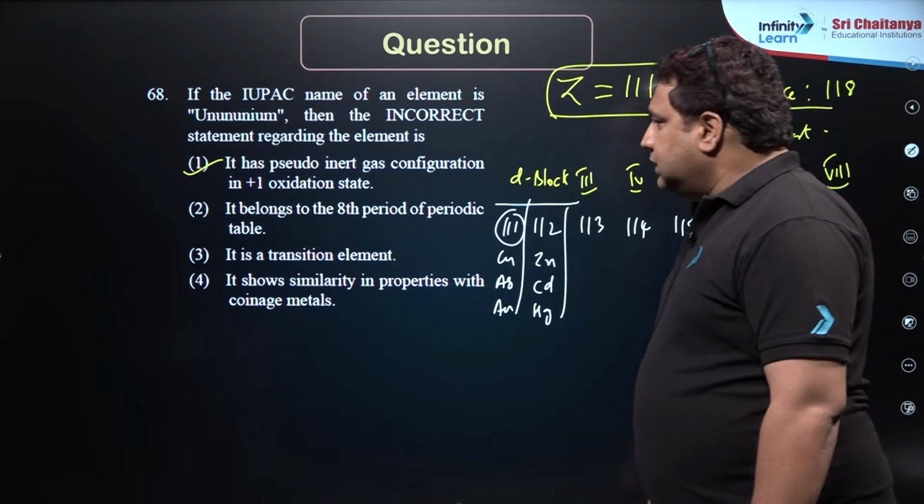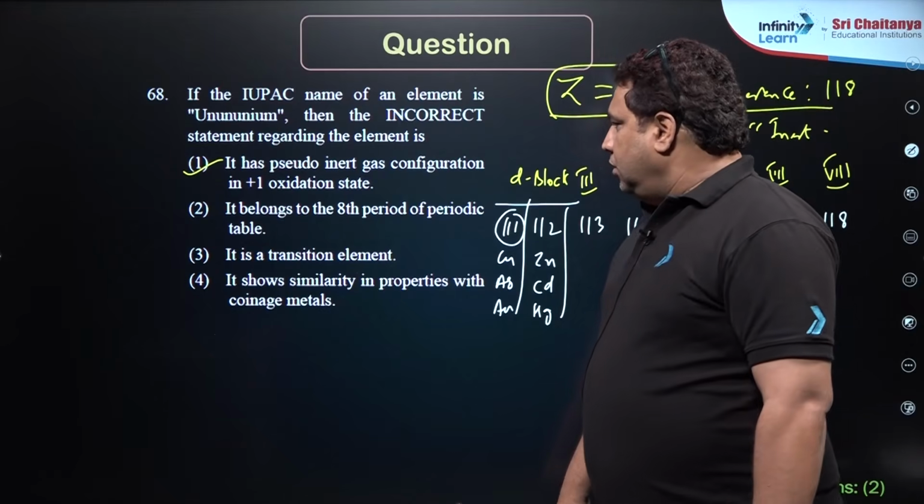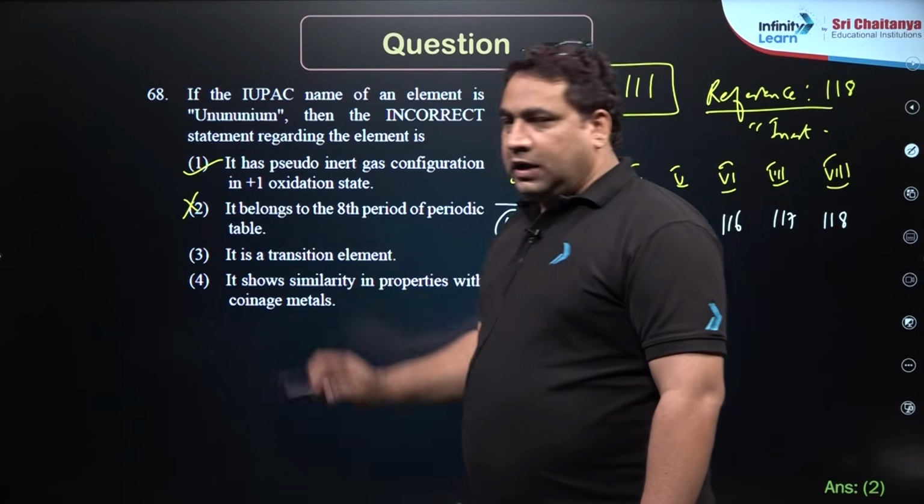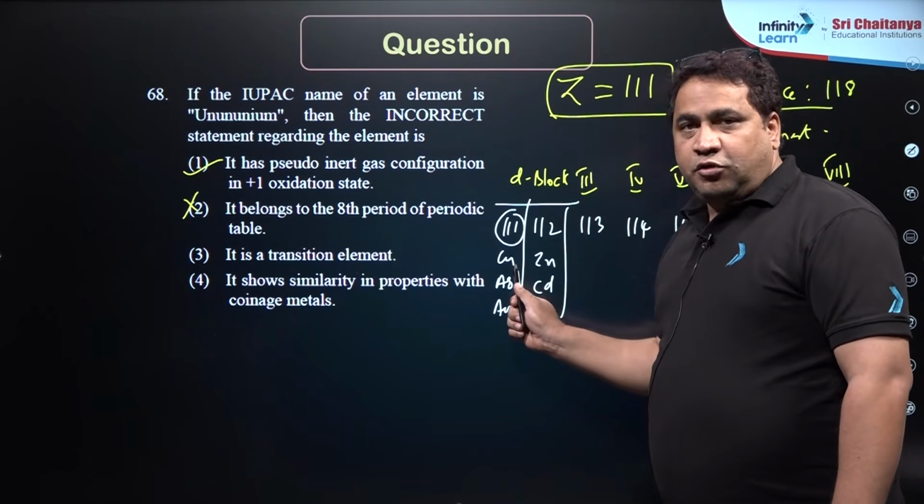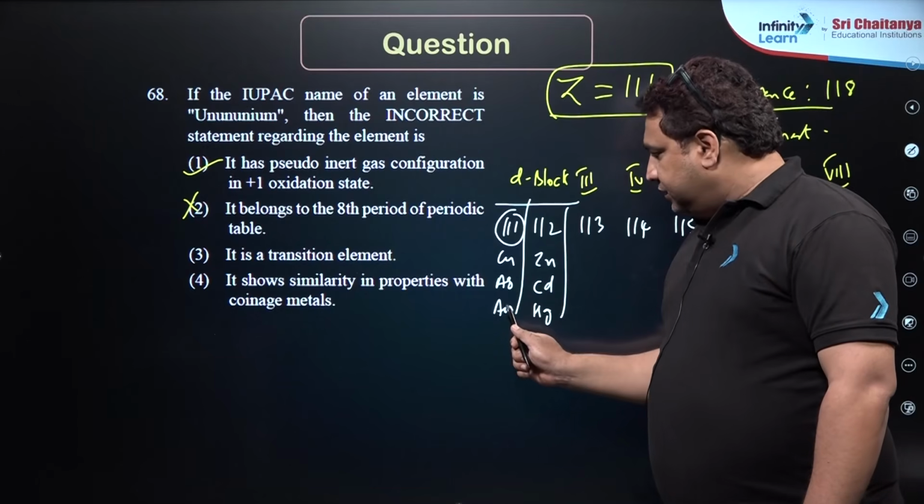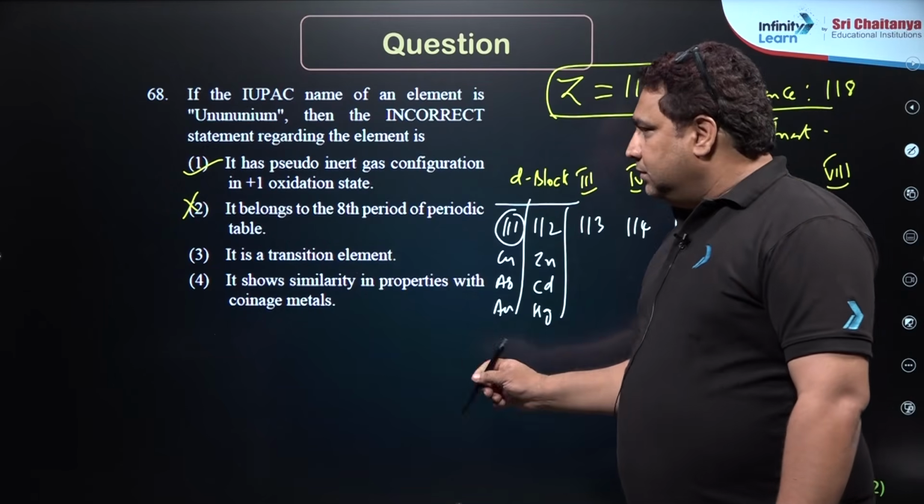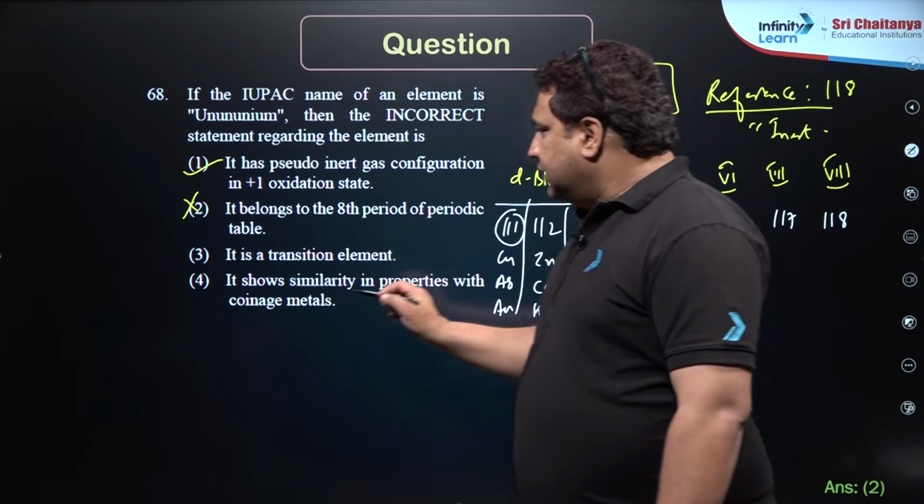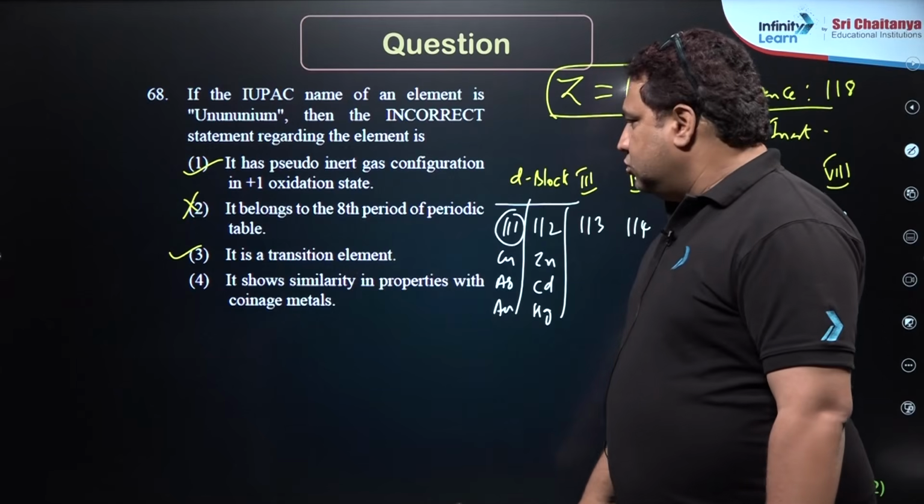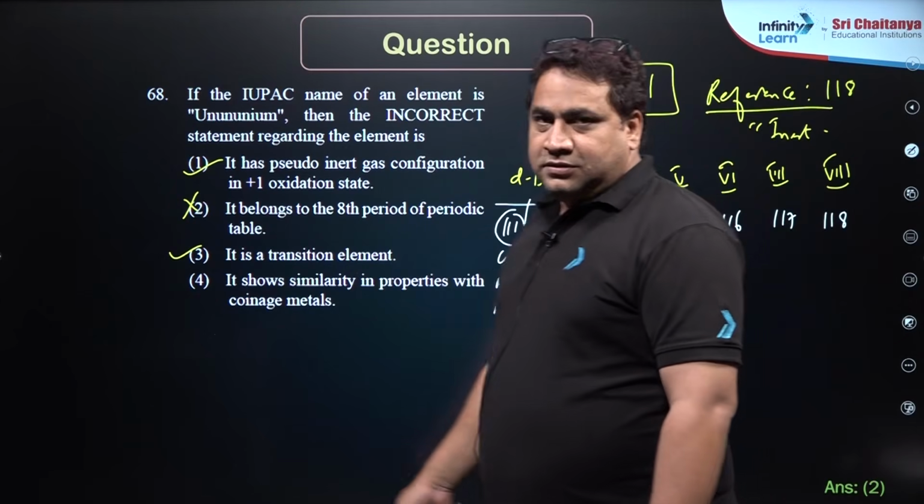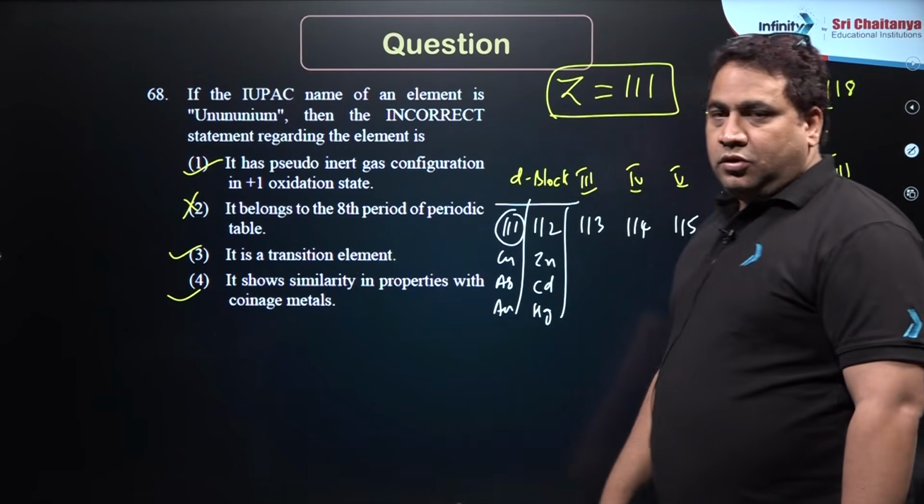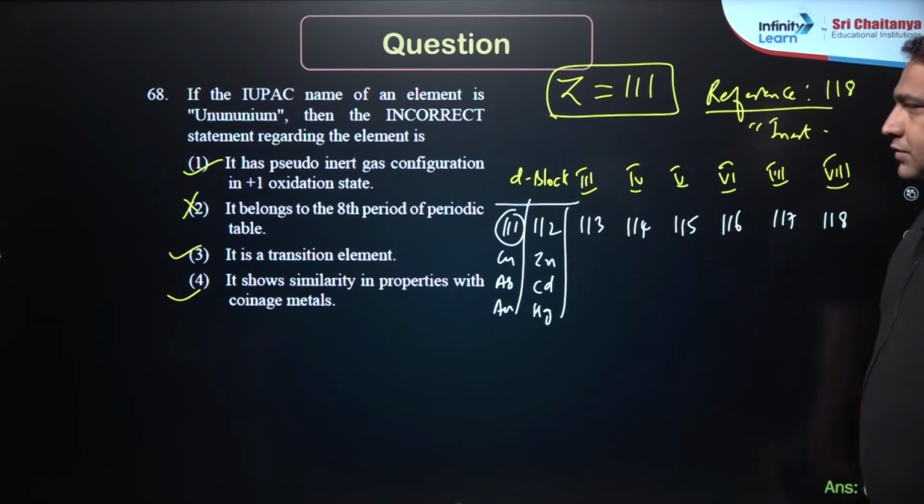It belongs to the 8th period of the periodic table, wrong. How? I will tell you. Copper is 4s1, 5s1, 6s1, then 7s1 should come. This is wrong. It is a transition element, correct. It shows similarity in properties with coinage metals, obviously copper, silver, gold. Hence the second option is wrong.